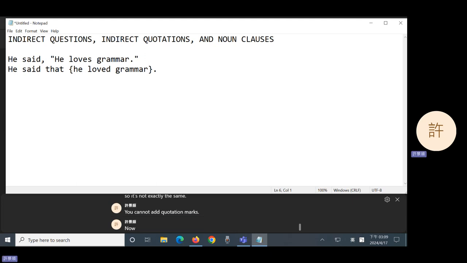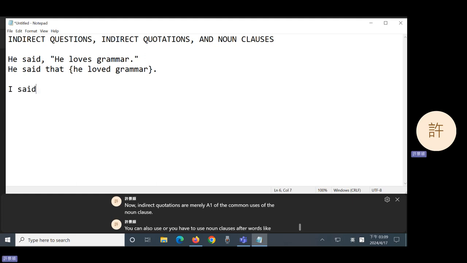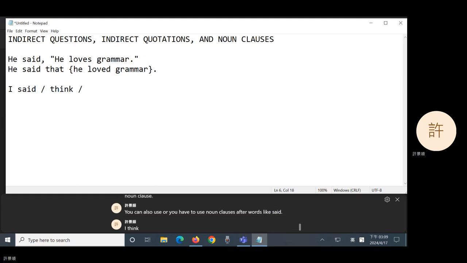Now, indirect quotations are merely one of the common uses of the noun clause. You can also use, or you have to use noun clauses after words like said, think, mean, implied, these kinds of words. Any kind of word where the object is a complete sentence.